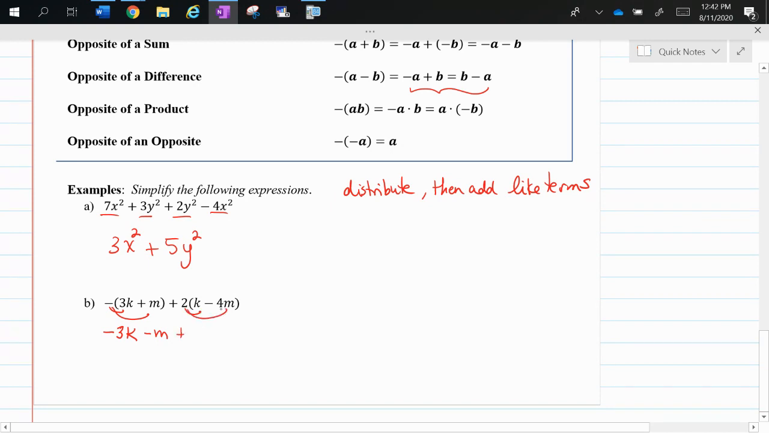And then I'm going to distribute the 2 here to this set of parentheses here. 2 times k would be 2k, minus 2 times 4m would be 8m. And then after I distribute, I always look for like terms. So I see negative 3k plus 2k, which is negative 1k. Notice, once again, I added the coefficients. The variable part stays the same. And then I've got negative m and negative 8m. So negative 1 plus negative 8 would be negative 9m. And that's all I can do.